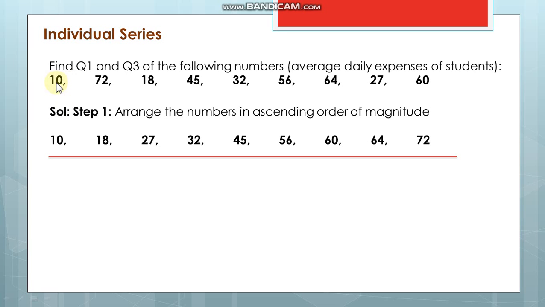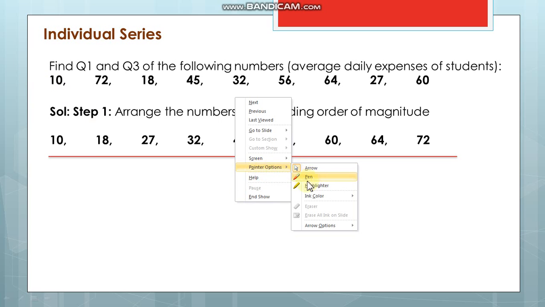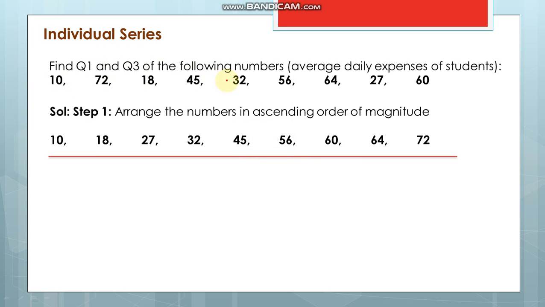So what is my smallest number? 10, 18, 27, 32, 45, 56, 60, 64, 72. How many numbers do I have? I have 9 numbers in total: 1 2 3 4 5 6 7 8 9. When you arrange the numbers, please count them so that you don't miss a number. So I get that my total number of observations is equal to 9.